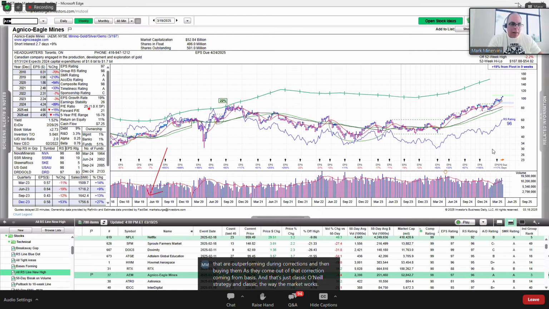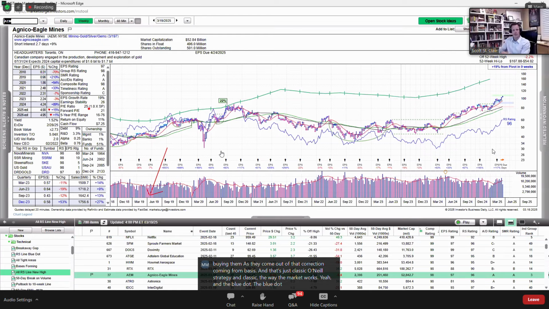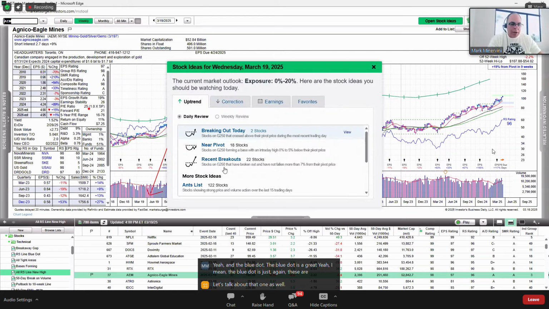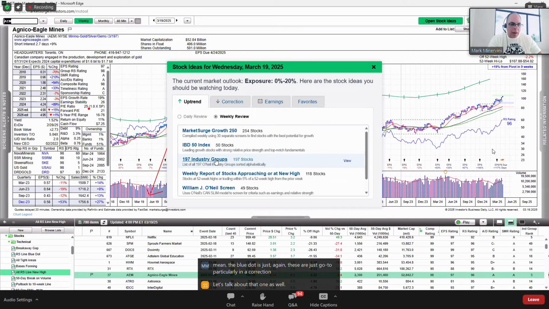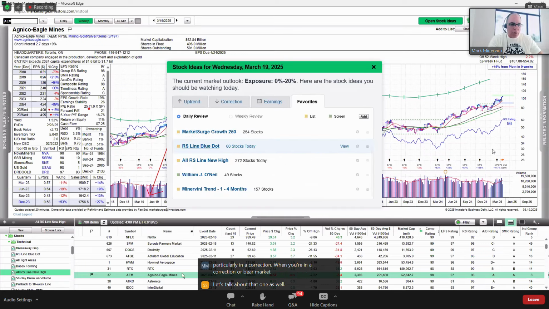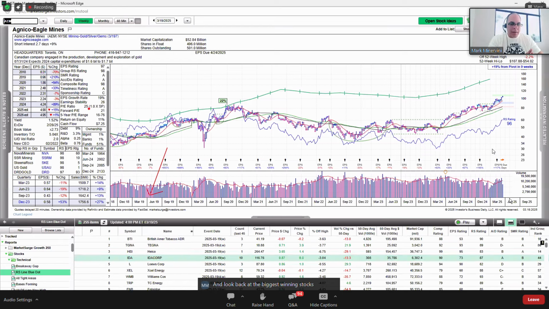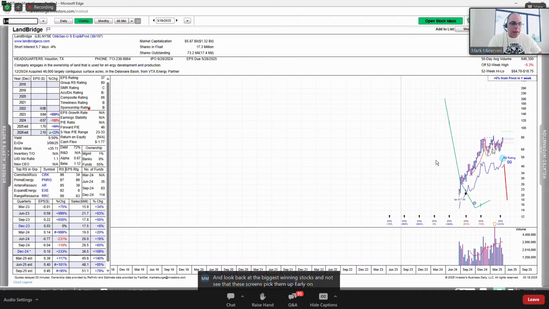Yeah, and the blue dot. Great, let's talk about that one. Well, the blue dot is just, again, these are your go-to screens, particularly in a correction or bear market. Very seldom will you ever go back in a cycle and look at the biggest winning stocks and not see that these screens pick them up early on. It's like a net that you cast through the waters and it's just going to scoop up the fish. They're going to have to be in the net.